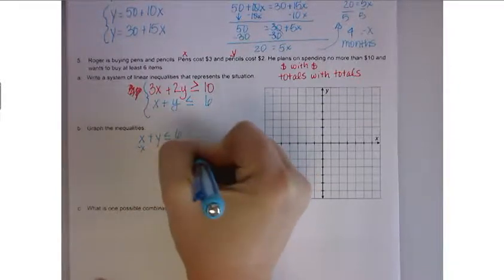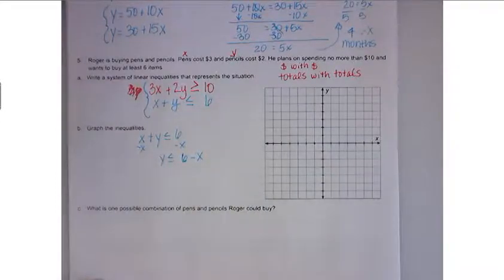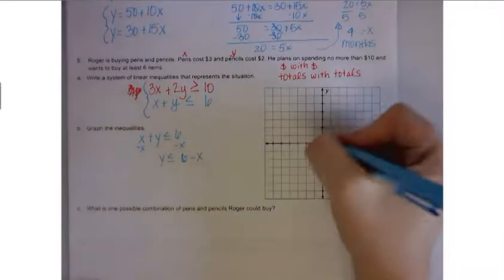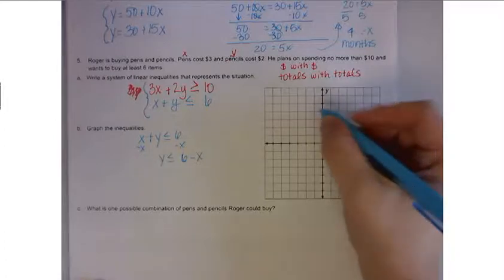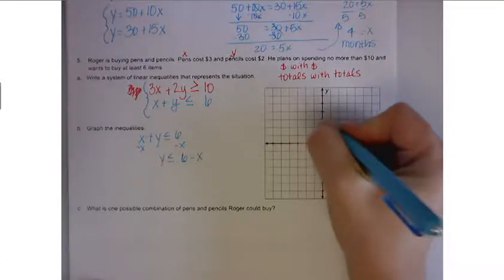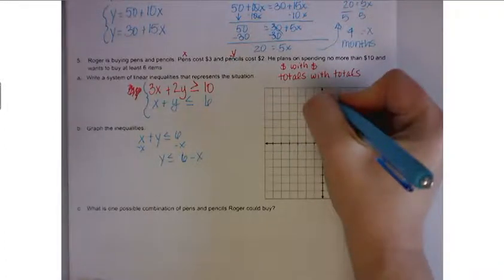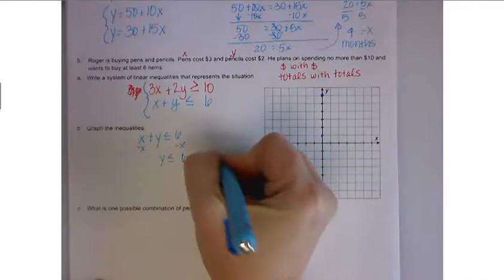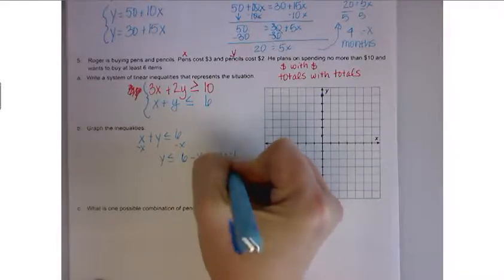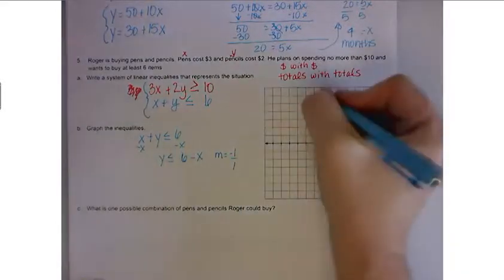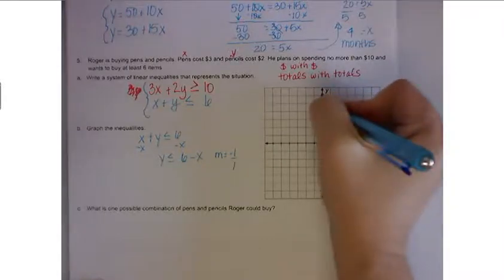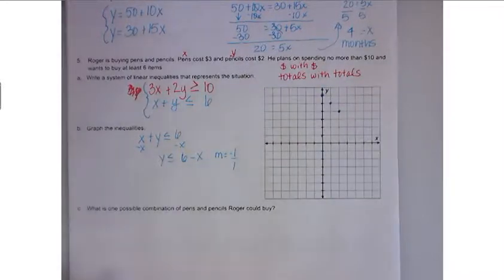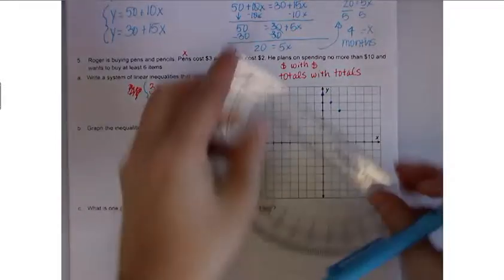Let's subtract the x, subtract the x. y is less than 6 minus x. Okay, so I see my starting point is 6. 1, 2, 3, 4, 5, 6. My slope is going to be negative 1 over 1 because I have a negative in front of that. Down 1 over 1, down 1 over 1. Okay, there's our line.